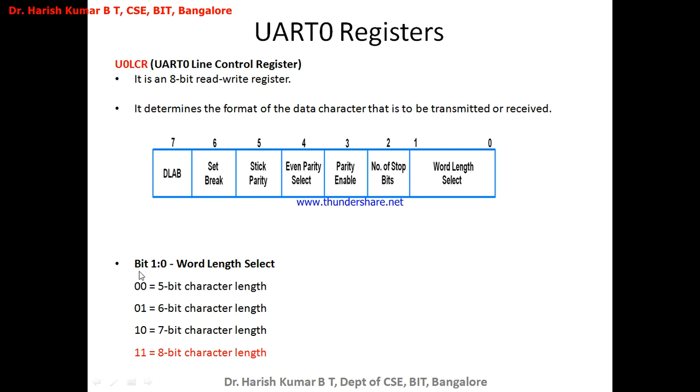Now I have the explanation here. Bits 1 and 0 are reserved for word length select. If I want to make 5-bit characters as 1 word length, I have to give these 2 bits as 0 0. If I want to use 6-bit, I give 0 1. If I want 7-bit as 1 word, I make it 1 0. What I've marked in red is what we use: I make 8 bits as 1 word, 1 byte, so I'll be giving the 0th bit and first bit of the line control register as 1 1.